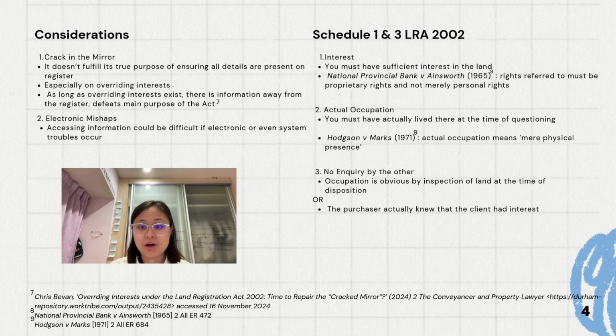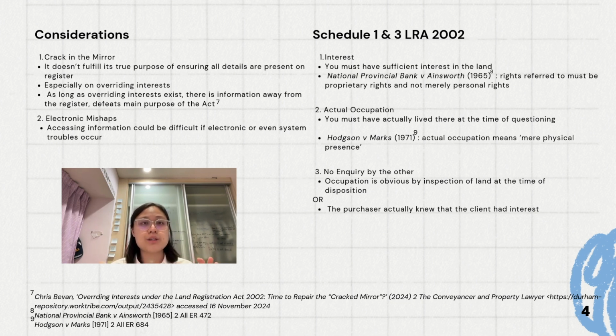So I will now talk about extra considerations regarding the Land Registration Act, because although the Land Registration Act is a significant improvement and step forward, there is a major flaw. So the first being a term called the crack in the mirror. What this means is that it doesn't actually fulfill its true purpose of ensuring all details are present and known by the buyer and on the register.